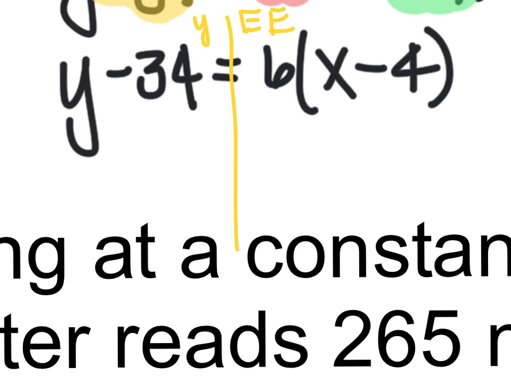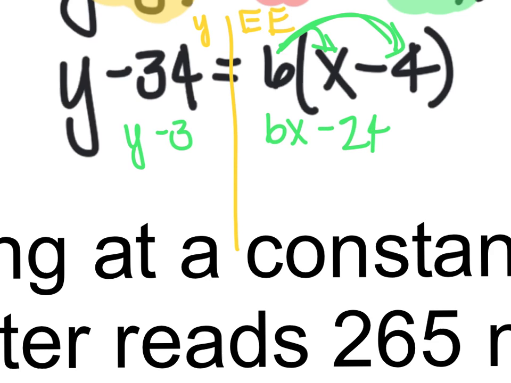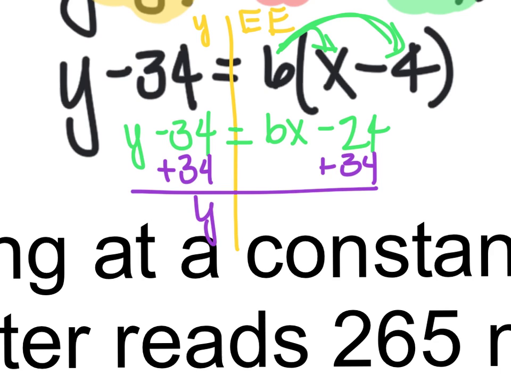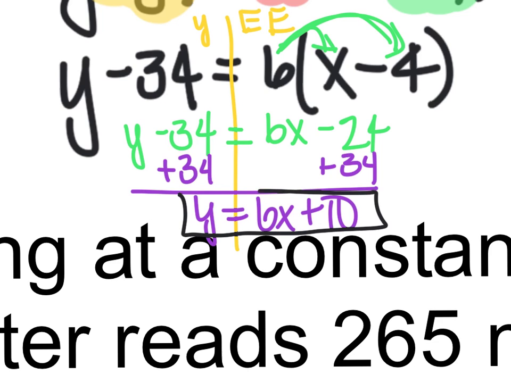So on the left-hand side, on the right-hand side, I do need to distribute. So 6 times x is 6x, and 6 times negative 4 is negative 24. So I have y minus 34 equals 6x minus 24. And then to get rid of that minus 34, I'm going to add 34 to both sides. So I end up with y equals 6x plus 10. And this would be my final answer because this is the equation of my line in slope-intercept form.